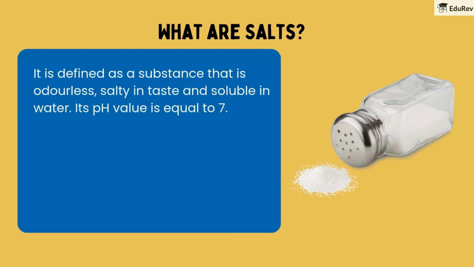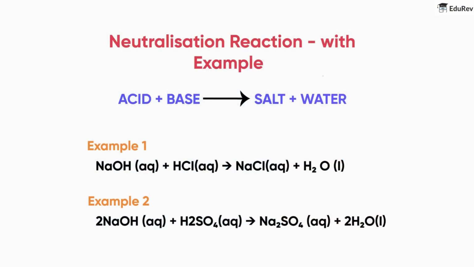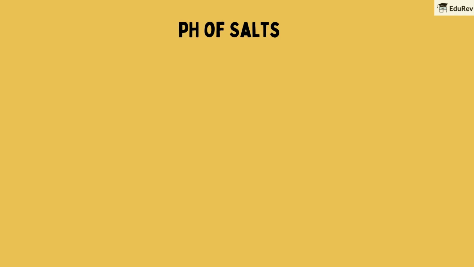Salt is defined as a substance that is odorless, salty in taste and soluble in water. Its pH value is equal to 7. Examples: sodium chloride, which is commonly known as table salt, and Epsom salt, which is used as a bath salt. Salts are formed as a result of neutralization reactions. Let us now learn about the pH of salts.